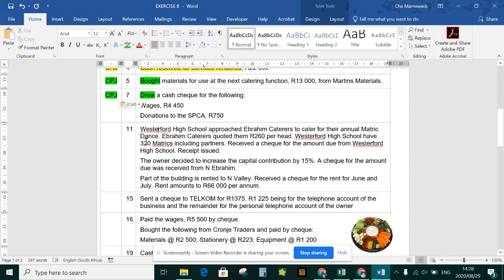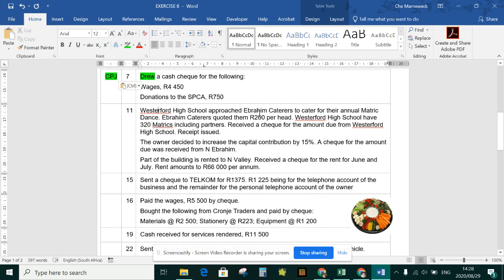Day 11, Westerford High School approached Ibrahim Caterers to cater for their annual matric dance. They quoted them, received check for the amount, receipt issued. Now, this is a slightly different transaction. We can see that we, the catering business, are going to be providing a service. So that is services rendered. It should be recorded in the cash receipts journal. That part we're all good with, hopefully.